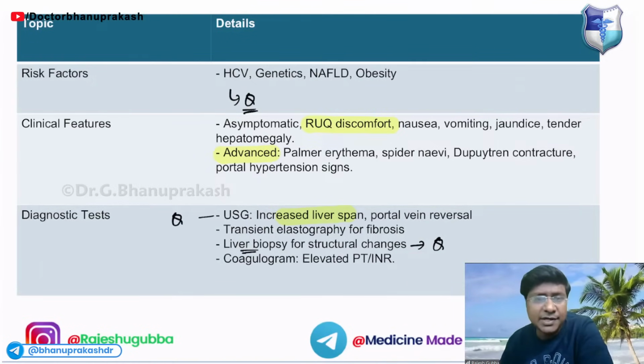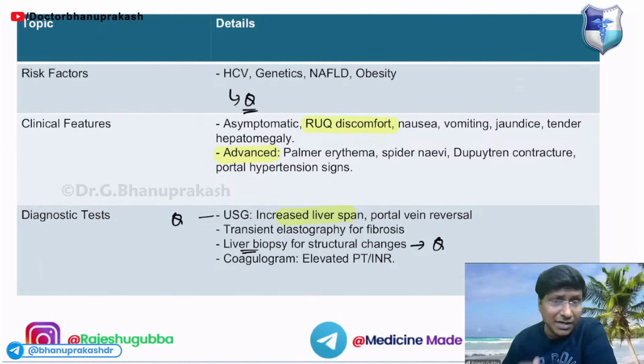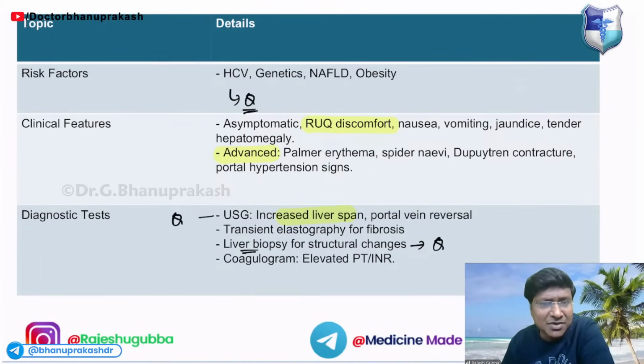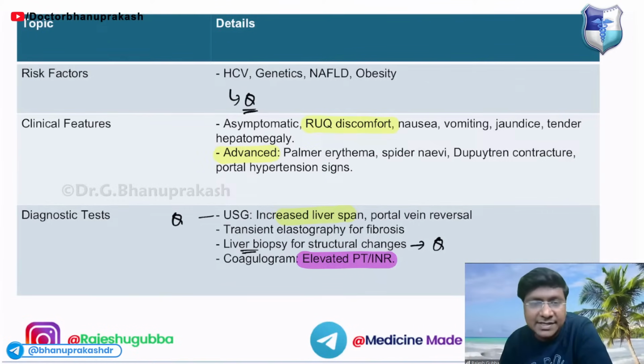And next important is, because liver is the site where you have the synthesis of the coagulation factors, once liver is damaged, what will happen? The coagulation factors are not synthesized. Thereby, what will happen to the PT and INR? There will be elevated PT as well as the INR.